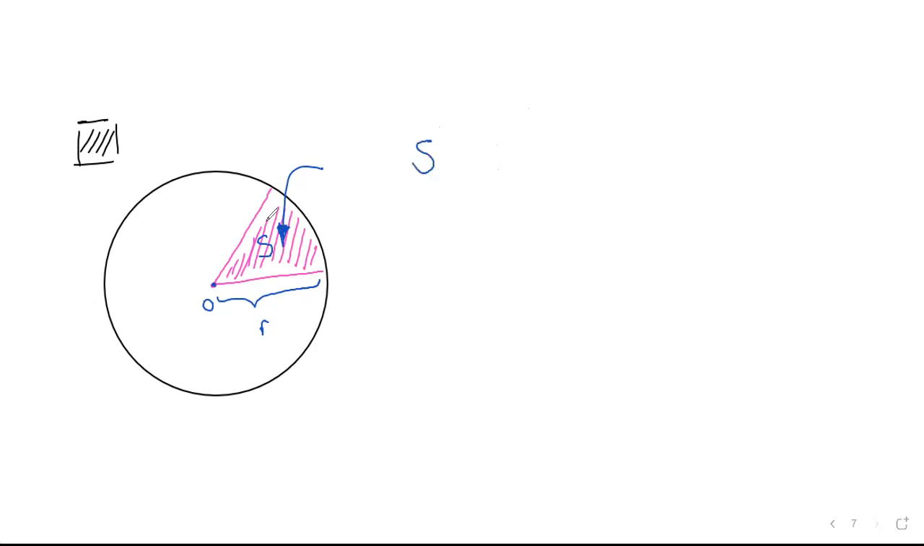The biggest, I said cut out S prime. The S is pi r squared. Am I right? Yes? Now we see that the slice that we have taken out has an angle alpha in radians. Correct?